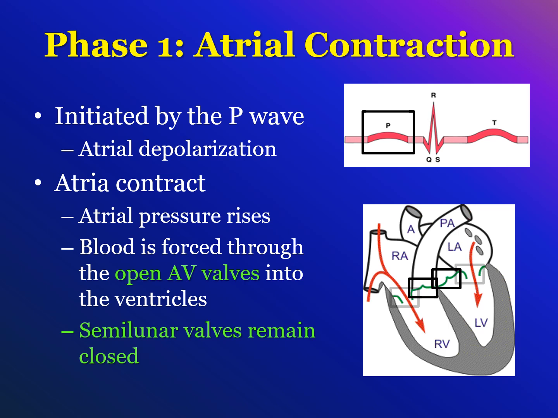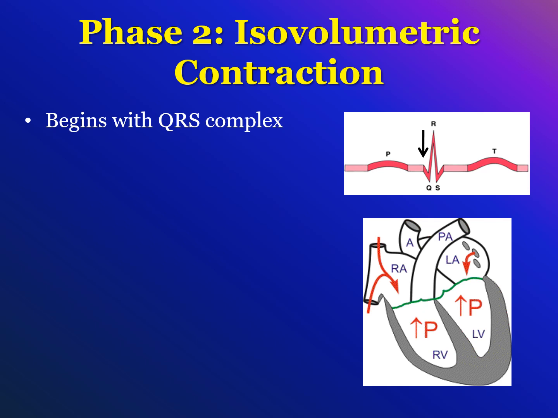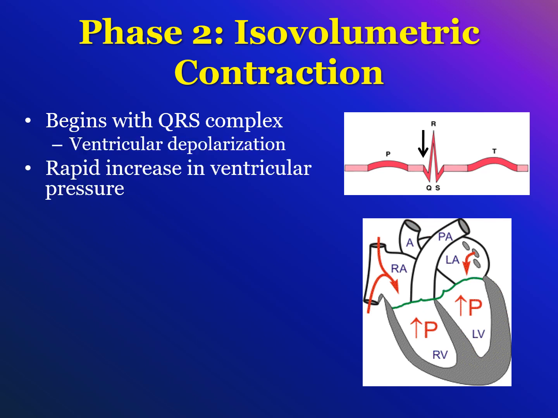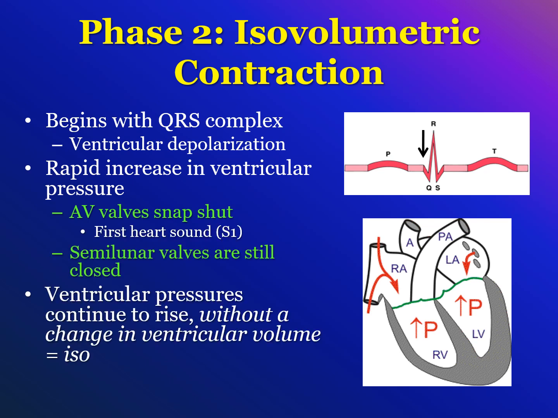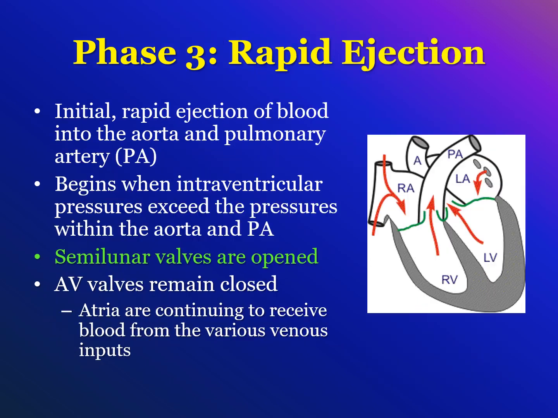The semilunar valves are closed this whole time, right? You see them boxed out in black, because if those were open, then the blood would just go right out. We want it to fill and to maximize filling in the ventricles and stretch those ventricular walls. Isovolumetric contraction then occurs. So the semilunar valves are already closed, the AV valves snap shut, and this leads to a rapid increase in ventricular pressure. Ventricular pressure continues to rise without a change in ventricular volume, hence the isovolumetric part.